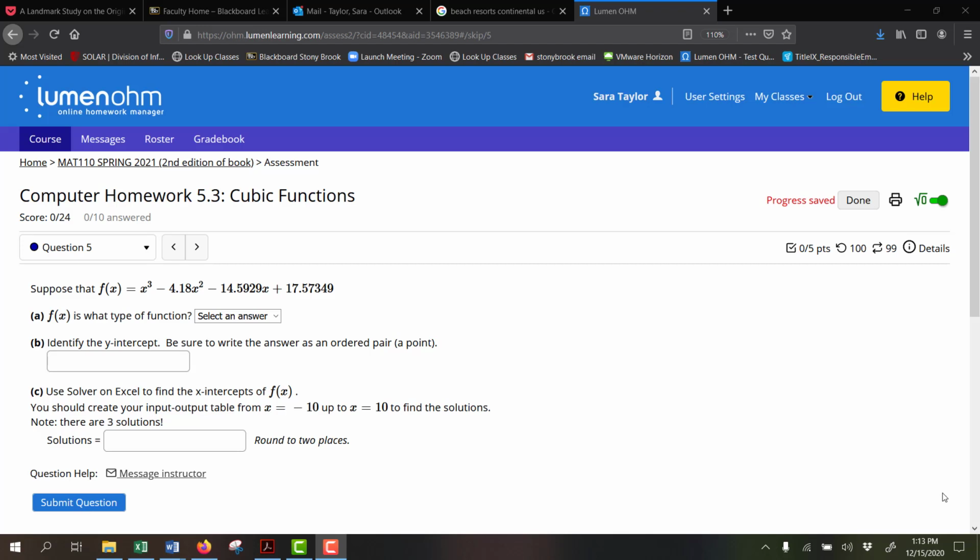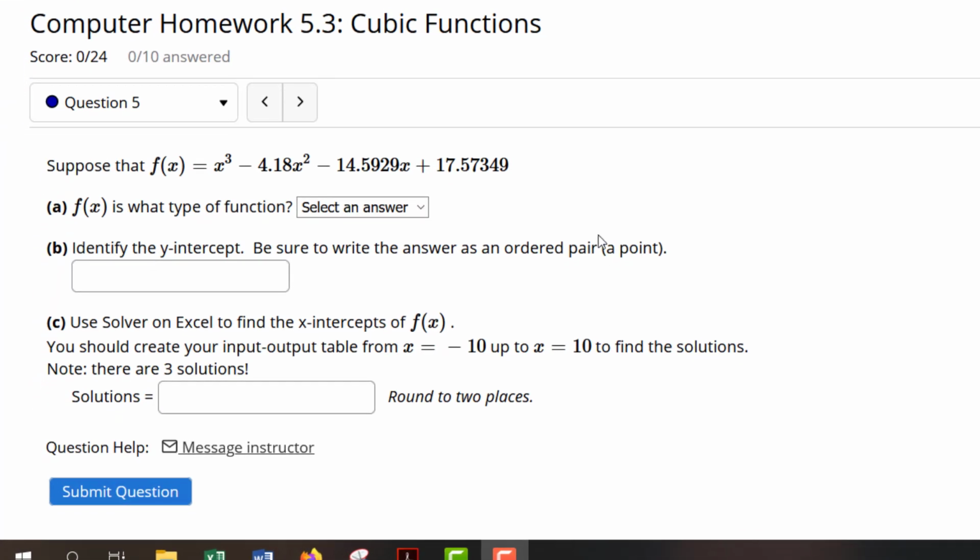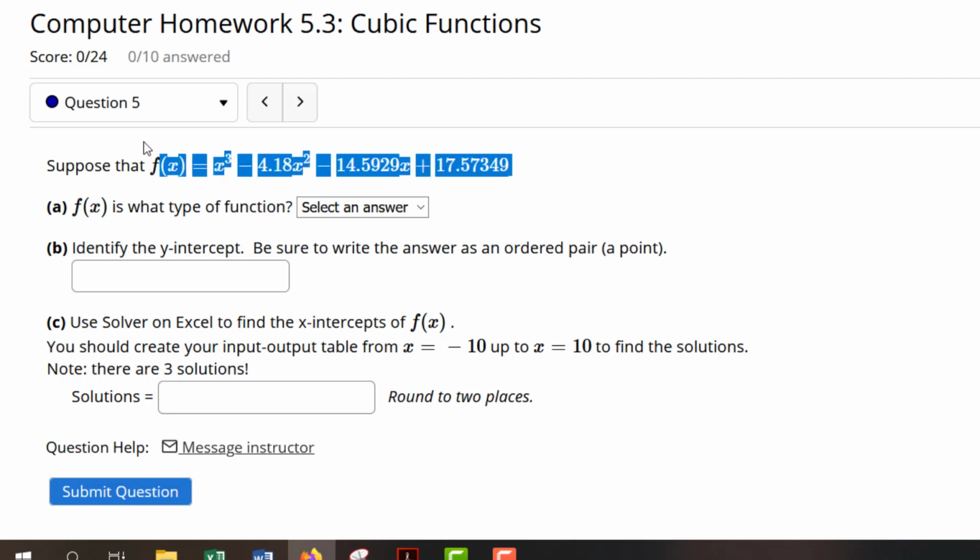In this problem, we will work with this third-degree polynomial to answer some questions about the function using Excel. The problem tells us the equation of this f of x function. First question asks what type of function this is.